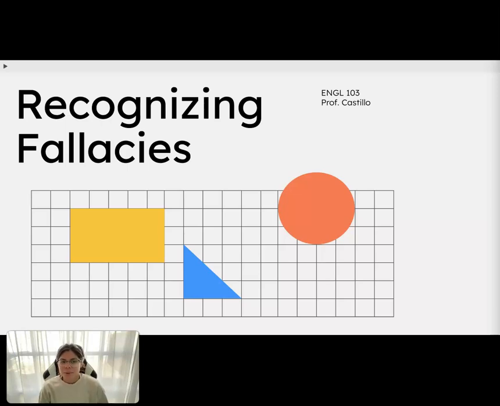Hi everyone. Today we're going to be talking about logical fallacies and how to recognize them. These are sneaky errors in reasoning that can make an argument seem convincing when it's actually flawed. So being able to recognize these fallacies will help you analyze arguments more effectively, whether you're reading an article, listening to a podcast, a debate, or even crafting your own writing. So let's go ahead and dive in.